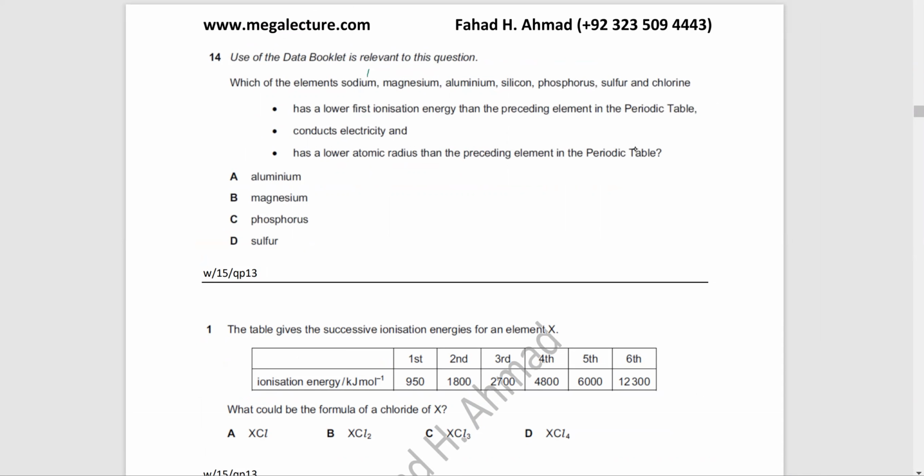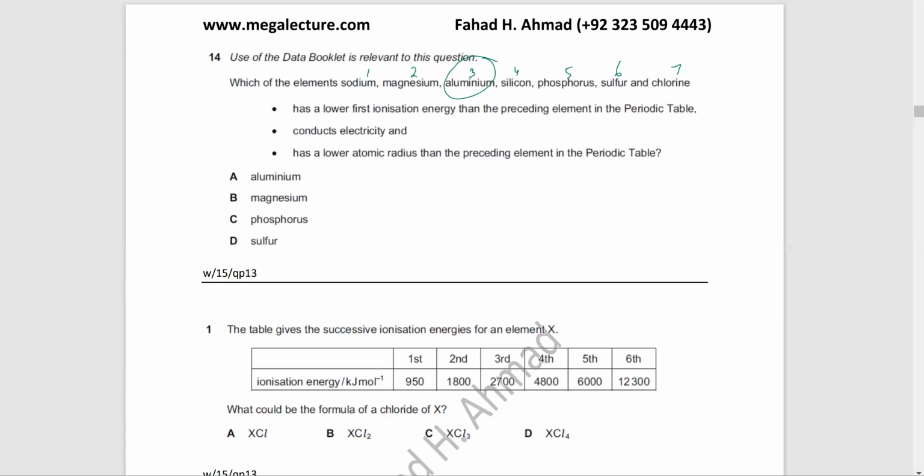Group 1, 2, dip at 3, 4, 5 rising, 6, there's going to be a dip, 7, again rising. Which of the elements out of these has a lower first ionization energy than the preceding element in the periodic table? So its ionization energy must be lower than the previous one. So that's going to be aluminium.